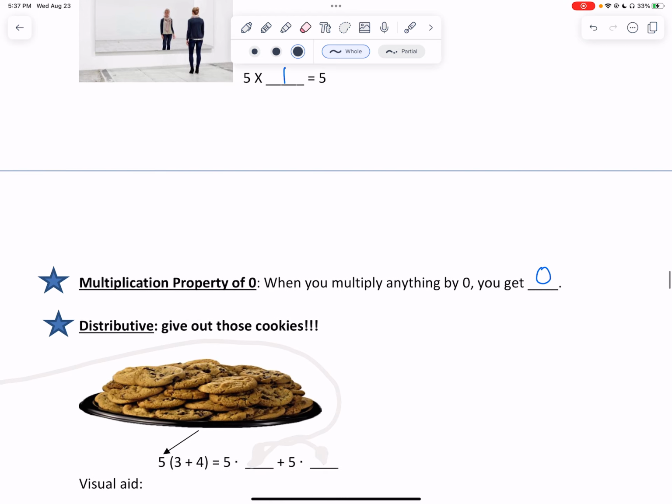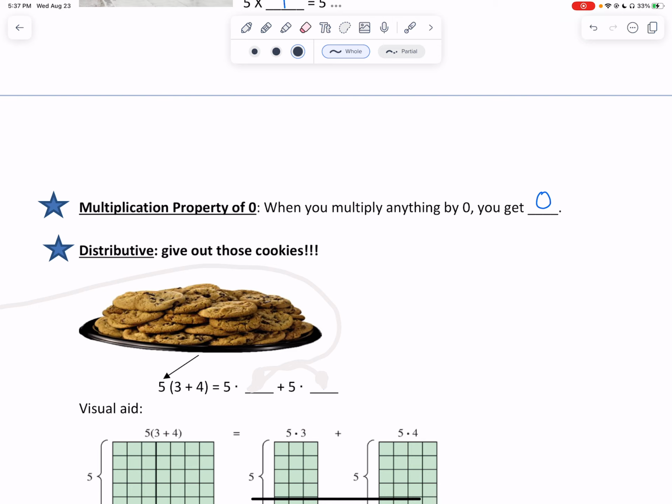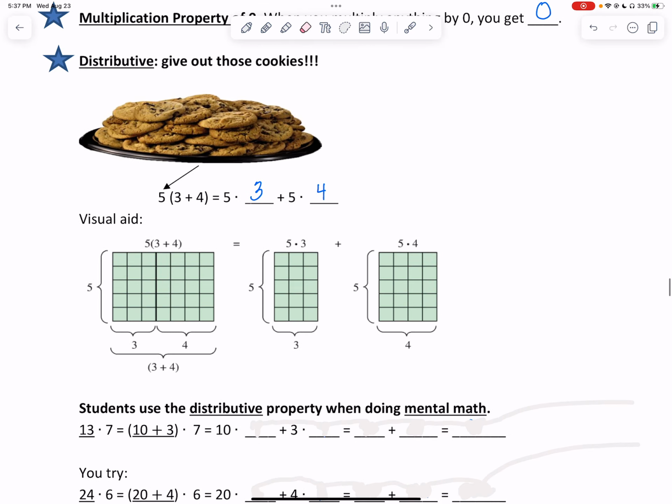The distributive property, whenever I teach distributive property, I talk about giving out cookies. Okay, so I'm going to take these 5 cookies, and I'm going to give them to that person, that kid. Then I'm going to take the 5 cookies and give them to the next person. So the distributive property, I'm giving those cookies to those kids in there. So 5 times 3 plus 5 times 4. That's my distributive property. Again, here is my visual aid.